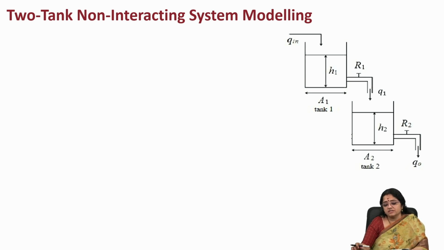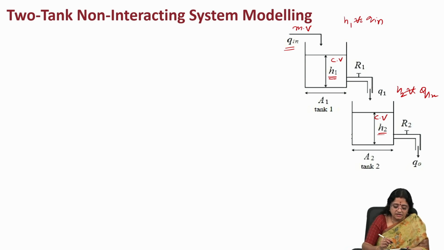Here we can observe that this is a two-tank model wherein we can identify two controlled variables, H1 and H2, and one independent manipulated variable, as we discussed earlier. So our aim is to identify the relationship between H1 versus Q input and H2 versus Q input. This is our objective to attain at the end of this particular modeling.